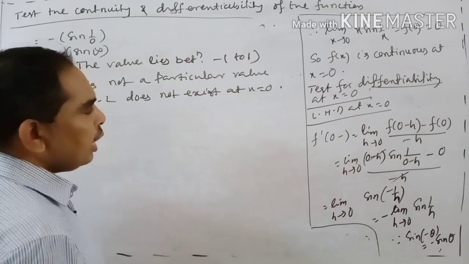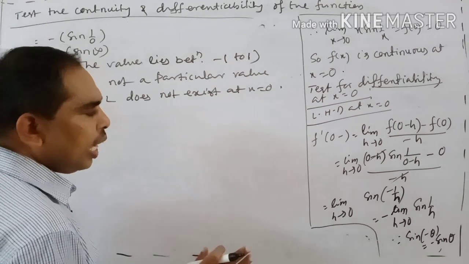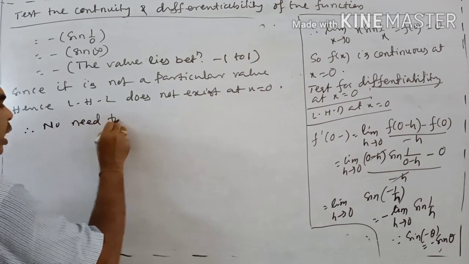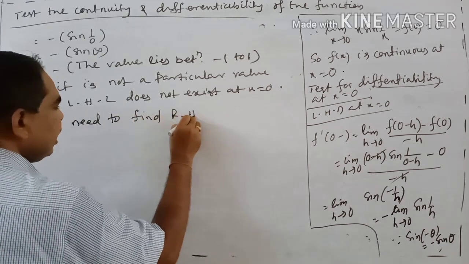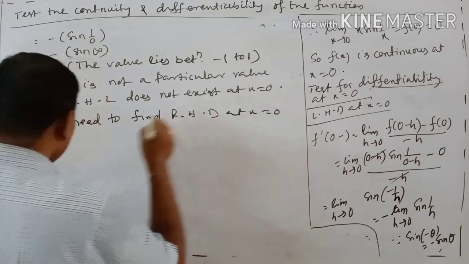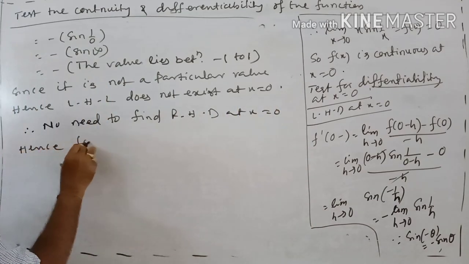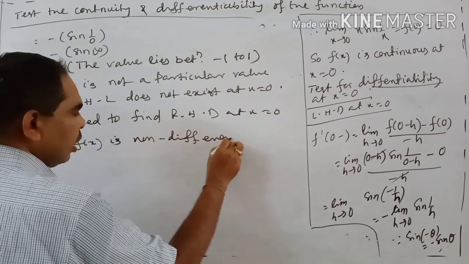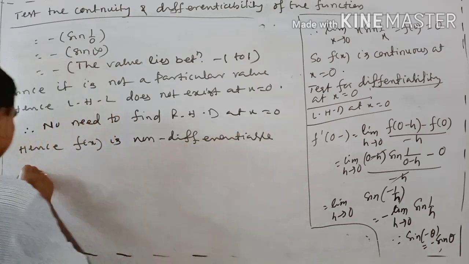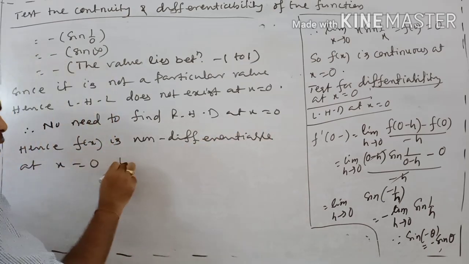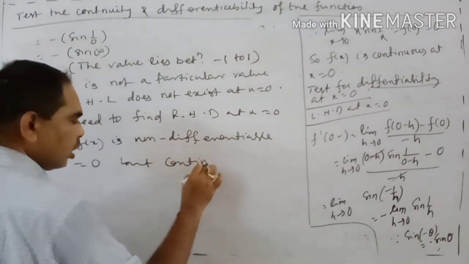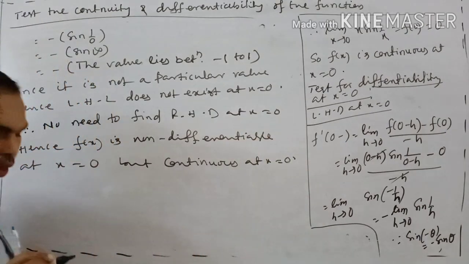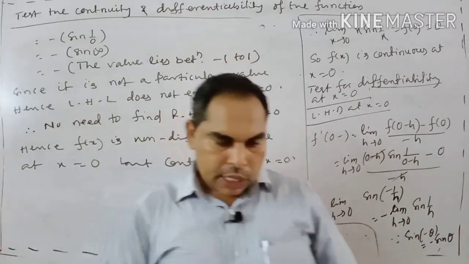Therefore no need to find RHD at x is equal to 0. Hence f of x is non-differentiable at x is equal to 0 but continuous at x is equal to 0. Next question.